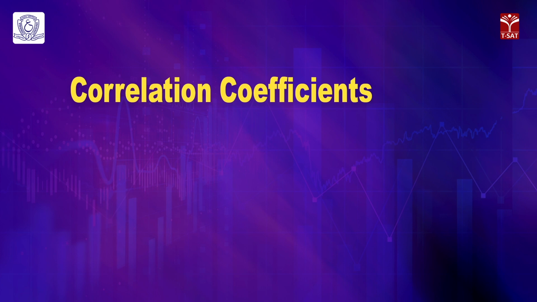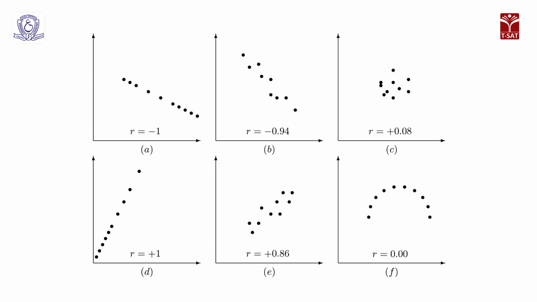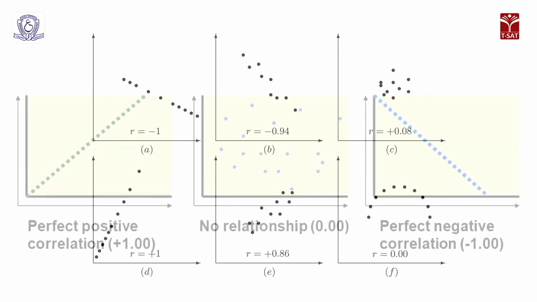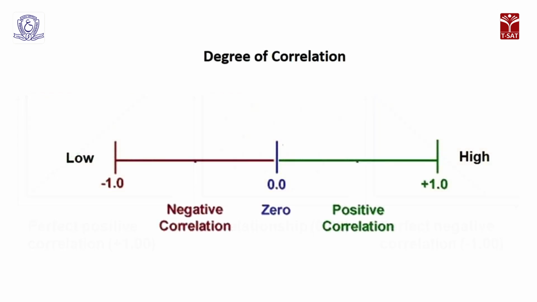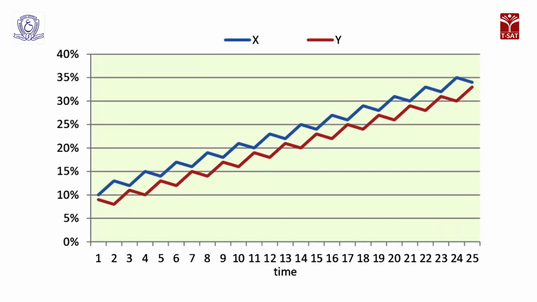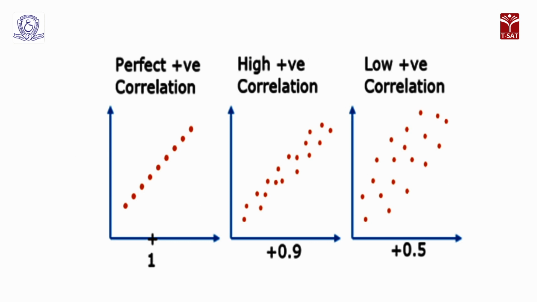Correlation coefficients determining correlation strength. The correlation coefficient r indicates the extent to which the pairs of numbers for these two variables lie on a straight line. Values over 0 indicate a positive correlation, while values under 0 indicate a negative correlation. A correlation of -1 indicates a perfect negative correlation, meaning that as one variable goes up, the other variable goes down. A correlation of +1 indicates a perfect positive correlation, meaning that as one variable goes up, the other goes up.